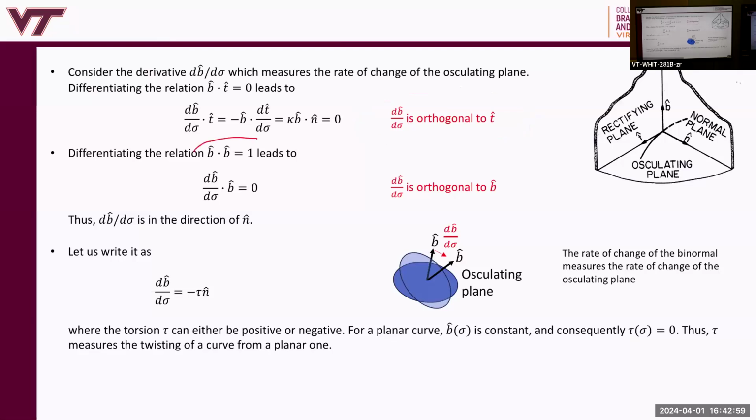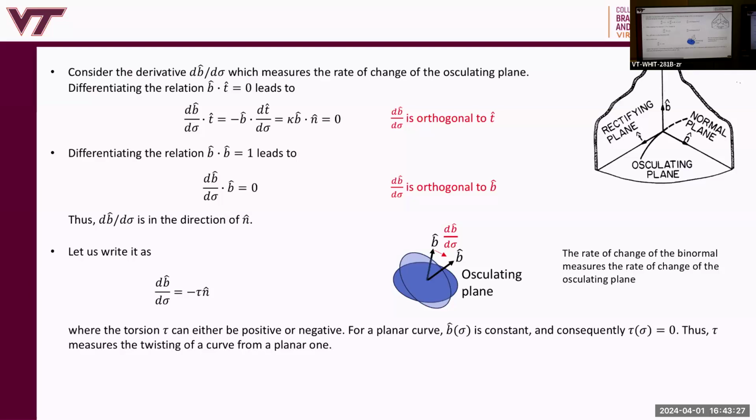Now we're going to differentiate b dot b equal to 1. What do we get from there? We get dB/dσ dotted with b, and then there's a 2 normally in front of here, but we divided it out, is equal to 0. And that means that dB/dσ is orthogonal to b. So we've found that dB/dσ is orthogonal to t and to b. Thus, dB/dσ is in the direction of n, the only direction left.